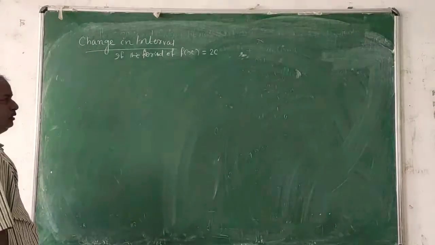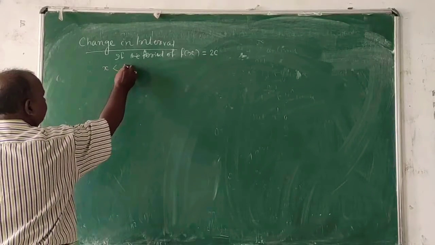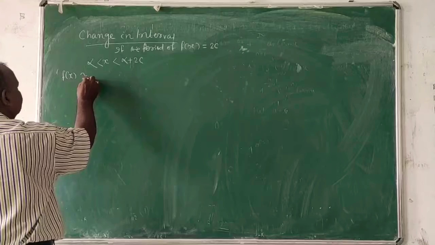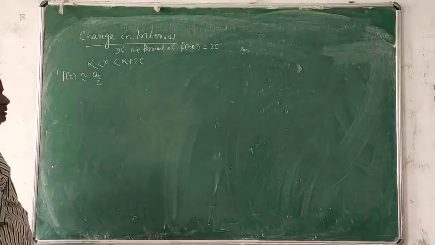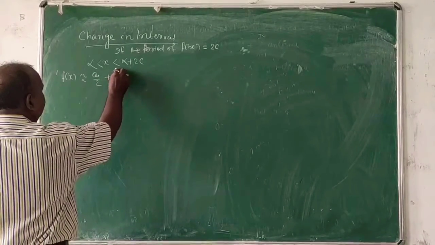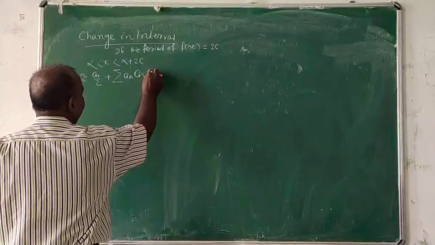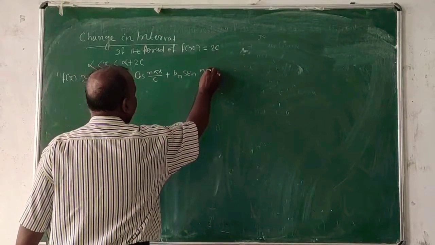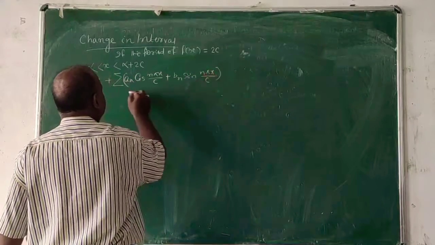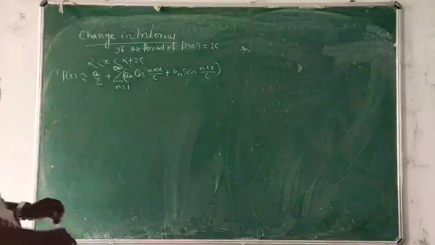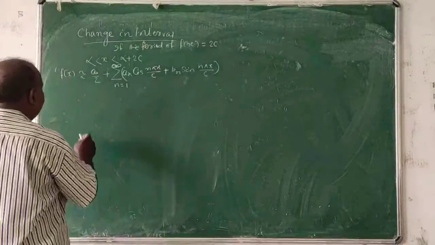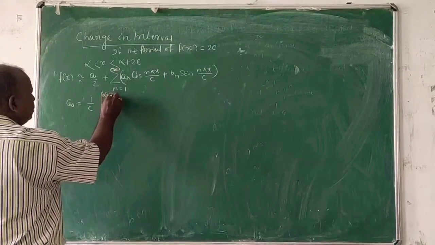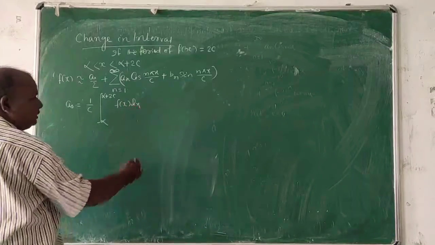then I can expand it. If x lies between alpha and alpha plus 2c, then f of x is said to have a Fourier series: f of x is equal to a0 by 2 plus the summation of an cos of n pi x by c plus bn sine of n pi x by c, as n varies from 1 to infinity. This is said to be the Fourier series if the value of a0 is 1 by c into the integration of alpha to alpha plus 2c of f of x dx.